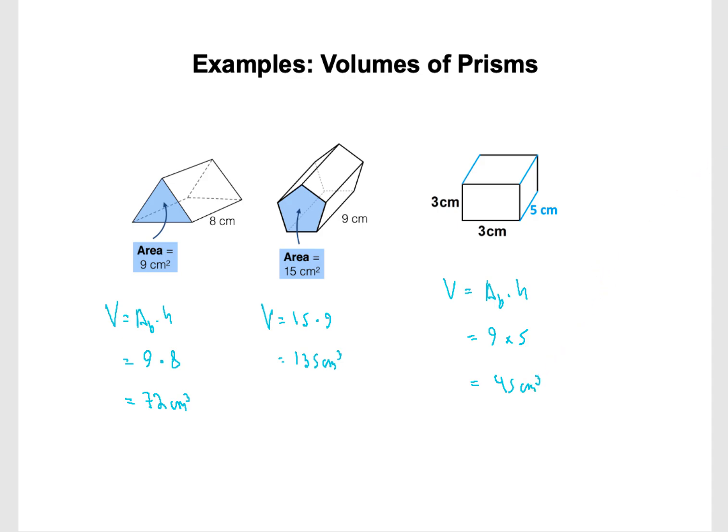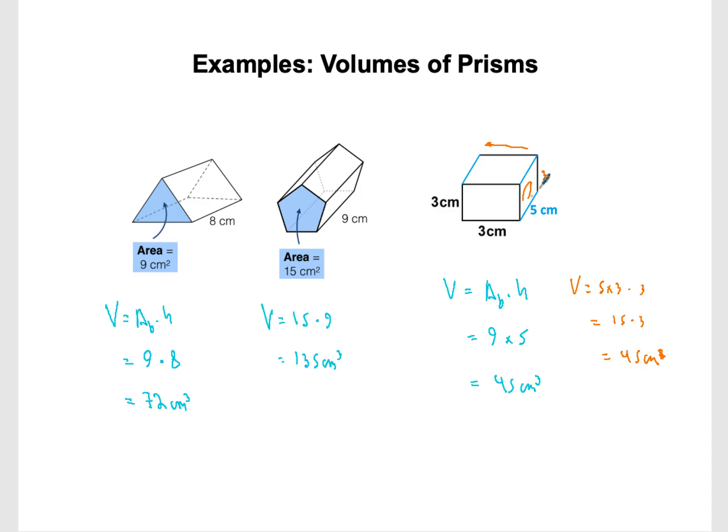Notice that I could have done it also if I figured out, okay, I'm going to do this one first. I would have said, okay, this is 5 times 3, which is 15. And then I'm going to multiply it by this dimension, which is another 3. 15 times 3 is also 45 cubic centimeters. So that would have been fine too.